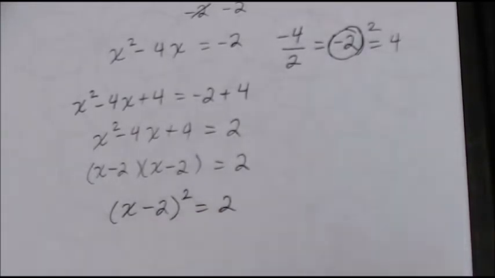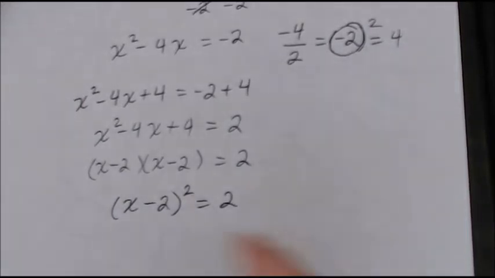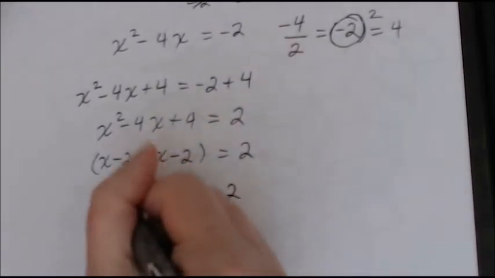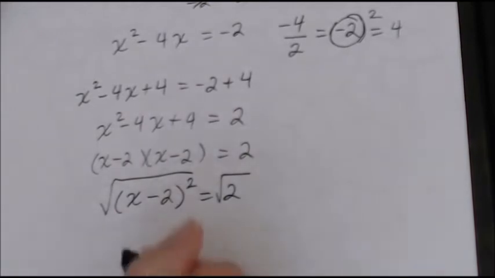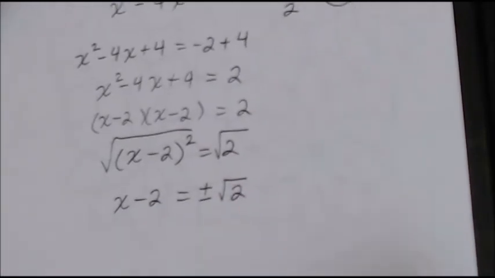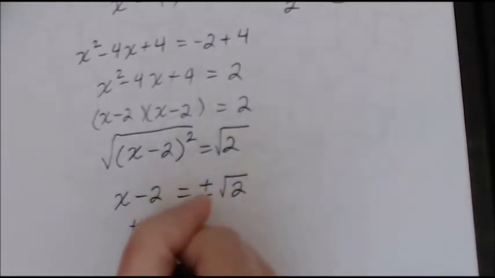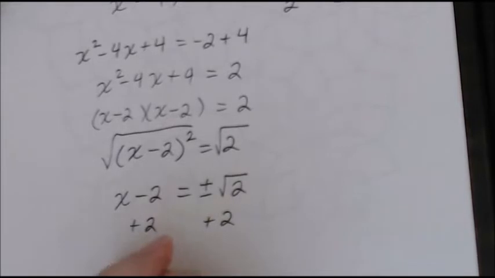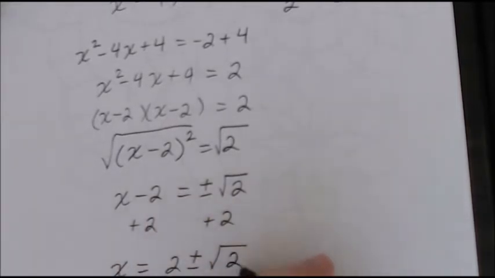And now you notice we're at the step we were when we were using the square root method, where I can just go ahead and take the square root of both sides. So that gives me x minus 2 equals plus minus the square root of 2. And then, of course, we need to get the x by itself, so I'm going to add 2. So we end up with x equals positive 2 plus minus the square root of 2.